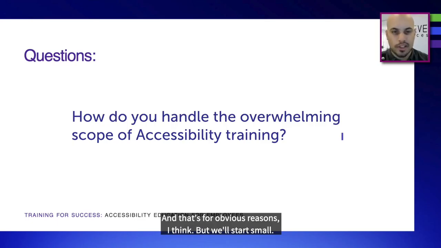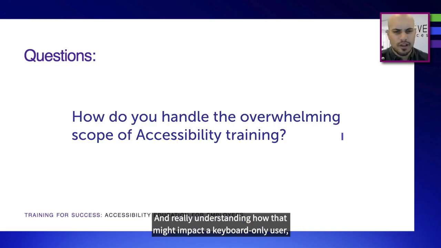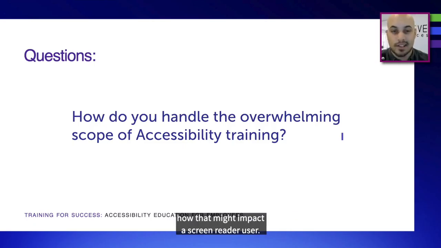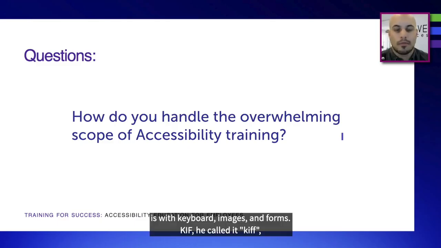But we'll start small. We'll start with alt text. We'll start with labeling elements properly, and really understanding how that might impact a keyboard-only user, how that might impact a screen reader user. A really great mentor of mine, you may have heard his name, Derek Featherstone. He would always say to me that the place to start for accessibility is with keyboard, images, and forms. KIF, he called it KIF.